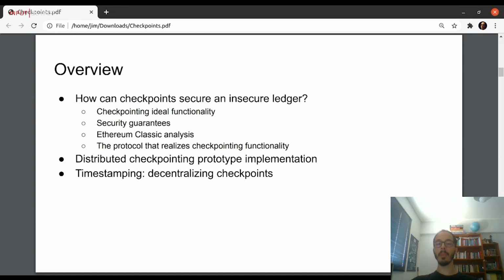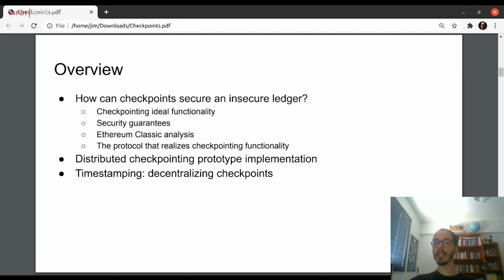First of all, we're going to describe what checkpoints are and how they can be used to secure an otherwise insecure ledger. I'm going to describe an ideal functionality which defines the security properties that we want to achieve from checkpointing. Then I'm going to analyze the security guarantees that this functionality provides us. And I'm going to apply these guarantees in an example.